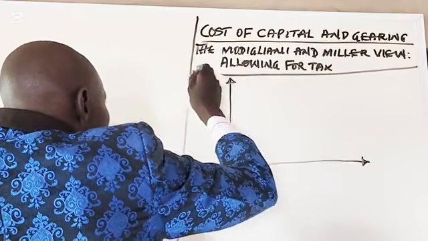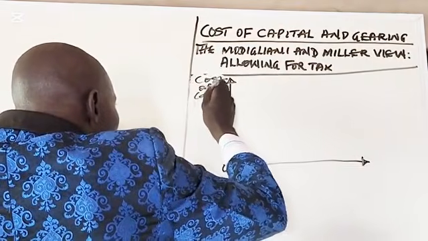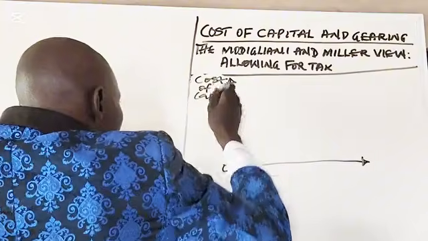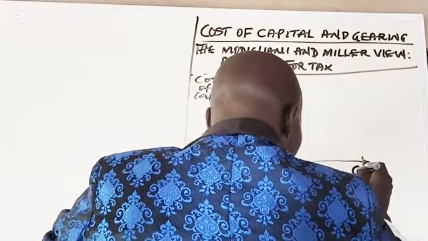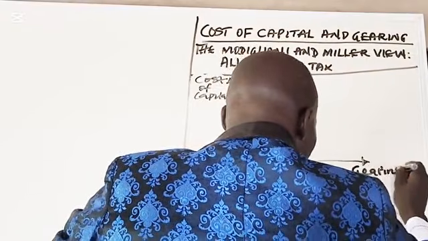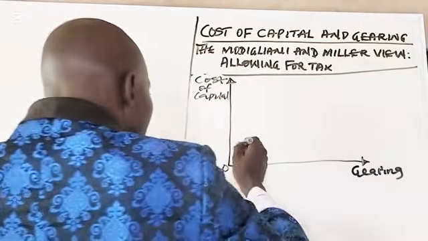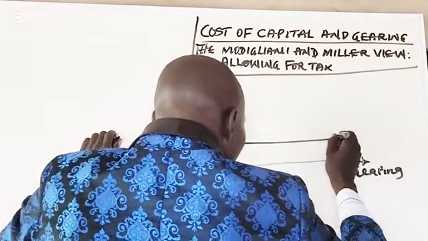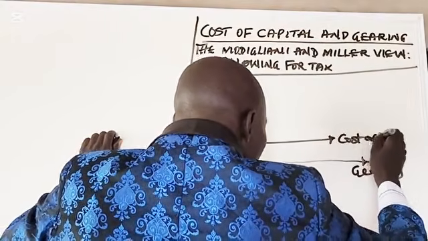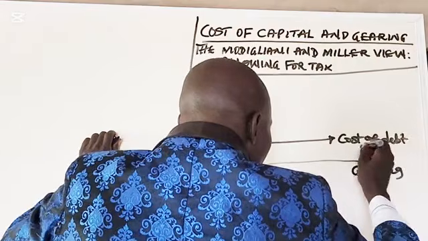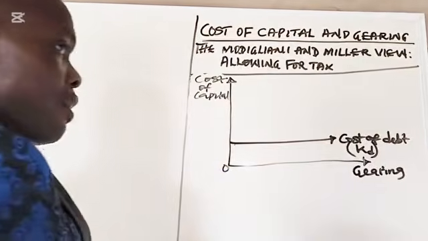So, cost of capital. Then we have gearing. A business is geared when it is financed with debt. So this is cost of debt, KD. Then we have cost of equity.